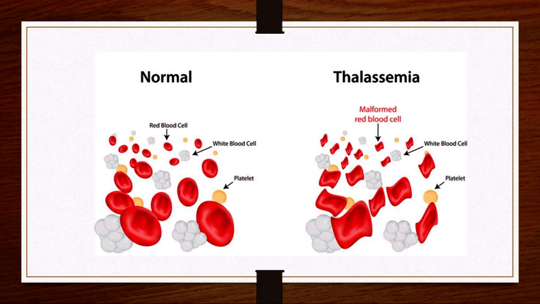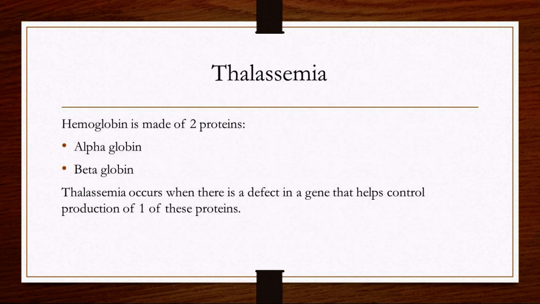So if you look at the normal red blood cell here on your left, you can see they're round, and the ones on your right, which is thalassemia, they're not round, so it's harder for oxygen to attach to them. So you can see they're misshapen. So let's talk a little bit about thalassemia.